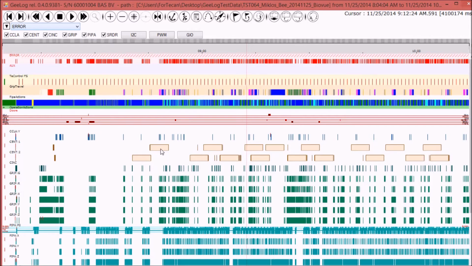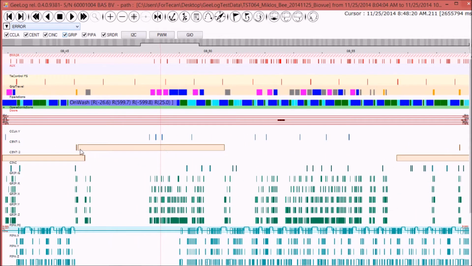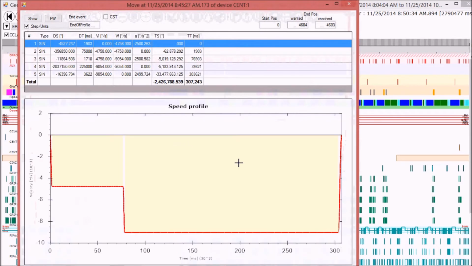A rectangle, one of these stripes, for instance, represents a move. So during this period represented by the rectangle starting here exactly at 8:45, 26 seconds, up to 8:50, in this case represents a spinning of a centrifuge. If you click on the right mouse button on it, you will see a profile.